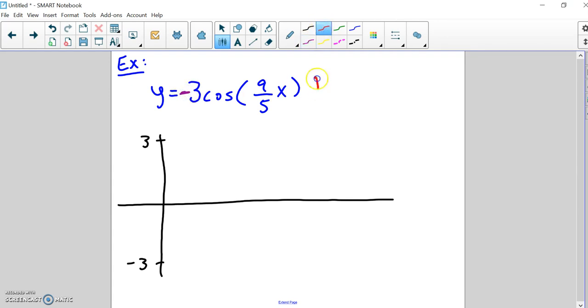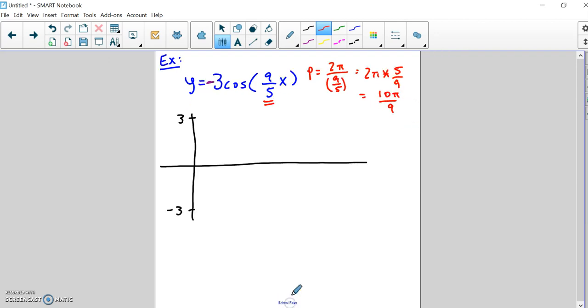Alright, let's find the length of our period. So our period is going to be 2 pi divided by, in this case, the b value is 9/5. Okay, if I do 2 pi times the reciprocal here, 5/9, I get that my period is going to have a length of 10 pi divided by 9. So I'm going to start here at 0, and I'm going to end at 10 pi over 9, and I'm cutting this into 4 equal pieces.